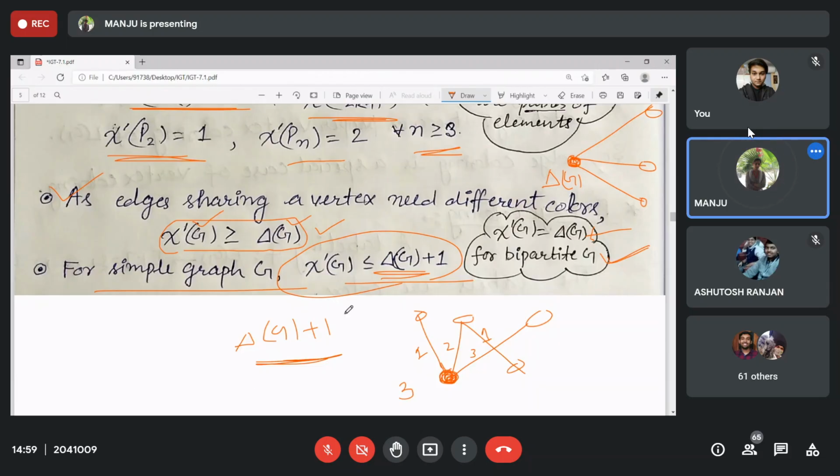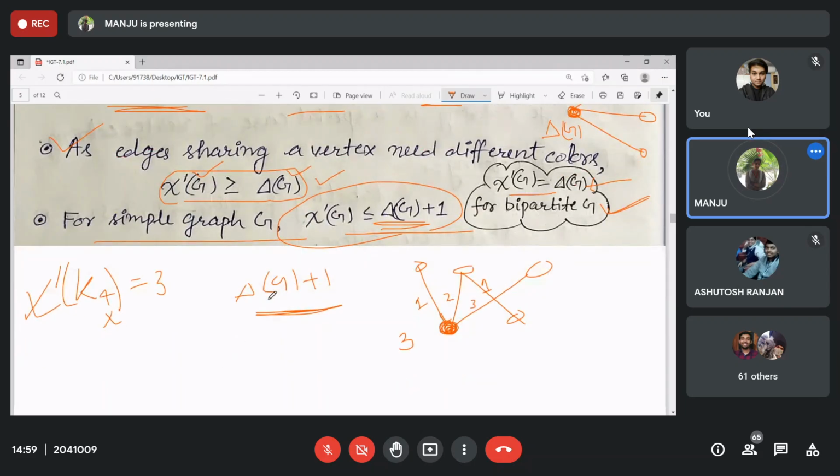Why am I saying this may be equal to delta G? For K4, we have seen that it is an example for which the edge chromatic number is equal to delta G, but it is not bipartite. For all bipartite graphs it will hold, but the result holding doesn't tell you that the graph is bipartite. For example, in case of K4, the minimum edge coloring is 3, but still it is not bipartite. Clear?